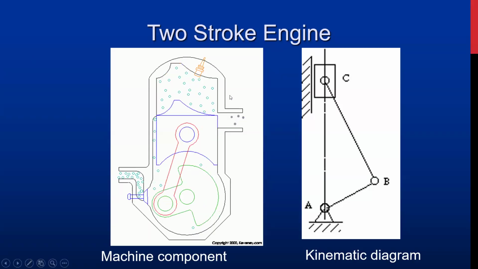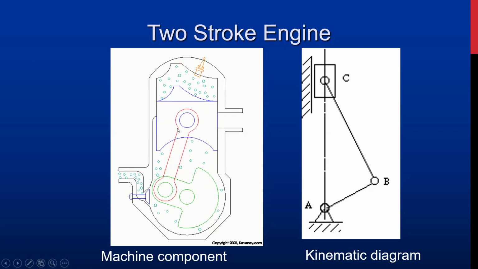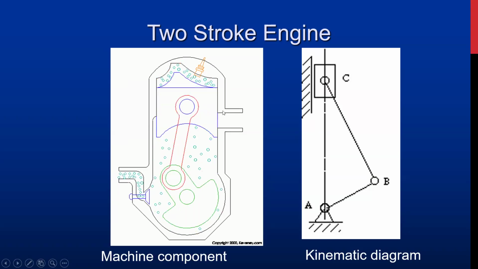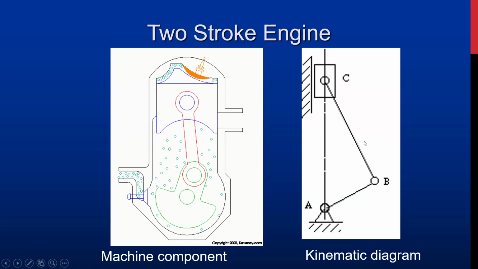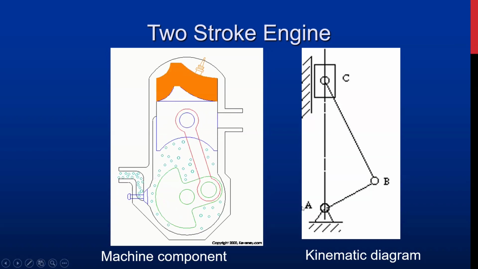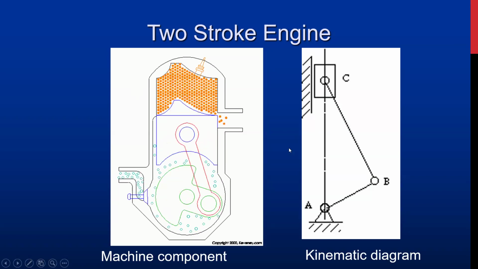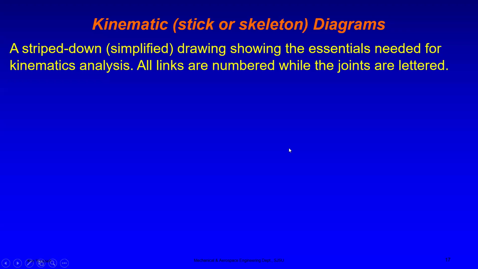All right. So now this is how it is, and the slider is this, C, and this mechanism is like that. Perfect. So now let's look at another example. Before we look at the example, let's continue with kinematic or stick or skeleton diagrams. A stripped down or simplified drawing showing the essentials needed for kinematic analysis. All links are numbered while the joints are lettered.